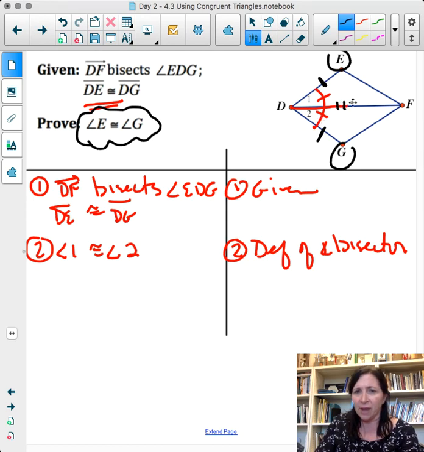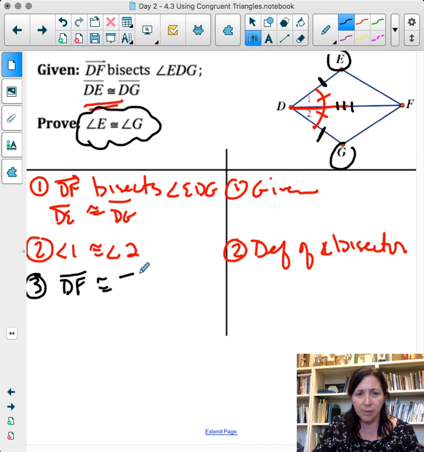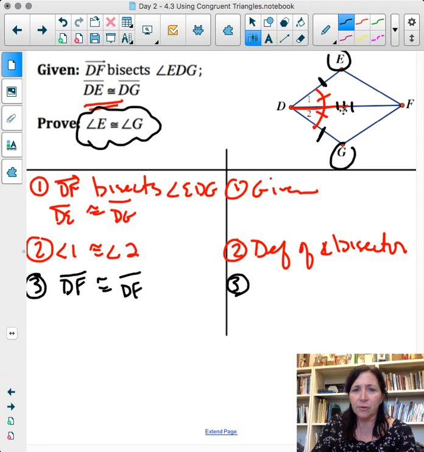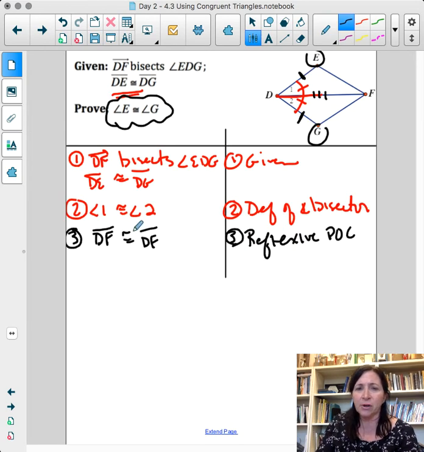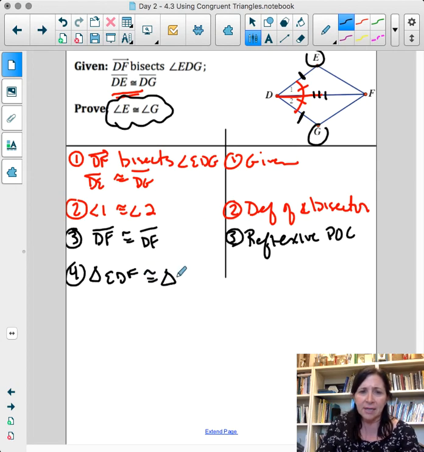But if I use this side here congruent to itself, so number 3, I would say line segment DF is congruent to line segment DF. And that's congruent to itself by the reflexive property of congruence. Then I can say that triangle EDF is congruent to triangle GDF, and that would be because of side, angle, side.